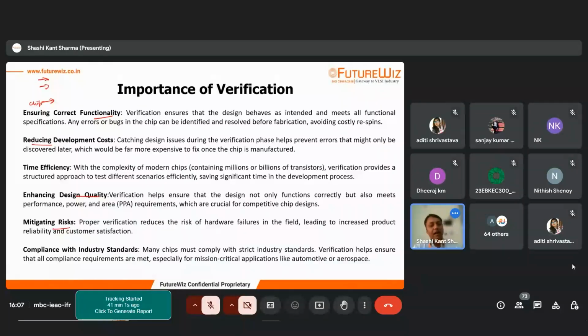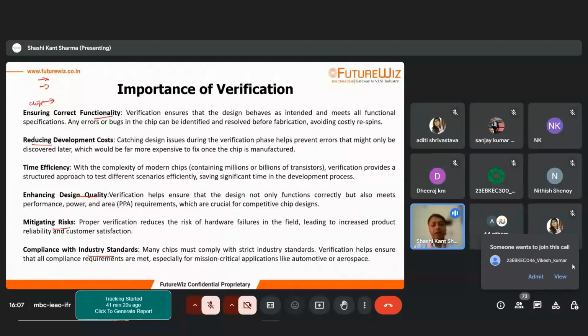robot, right? And definitely verification is also about compliance with industry standards. Many chips are strict to industry standards, so verification helps us ensure that all the compliance requirements from the industry are being met or not, right? So these are the few factors.